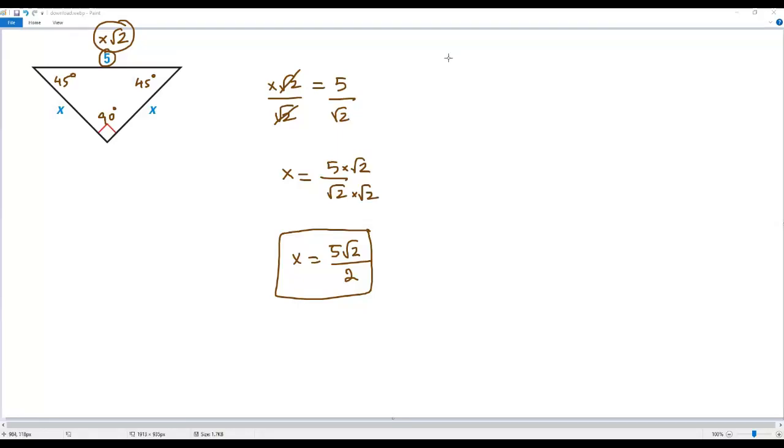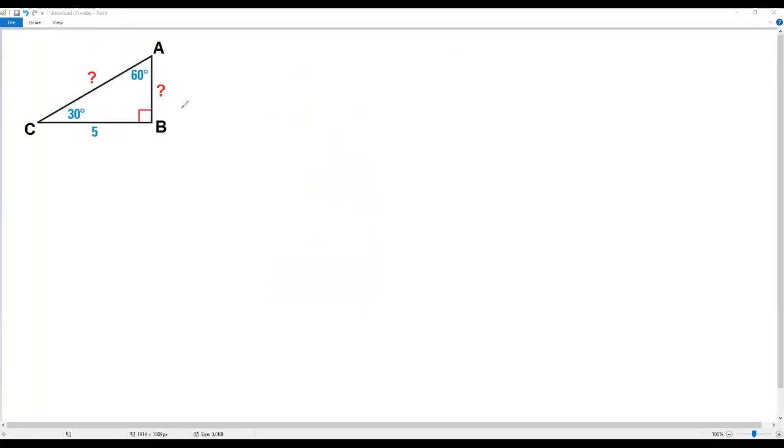Okay, let's look at another problem. Here I have a right triangle ABC. In this right triangle, we have to find the length of the side AB and the length of the side AC. Here in this right triangle, the shortest leg is AB, which is opposite to the smallest angle, 30 degrees. According to what we have covered so far on the 30, 60, 90 special right triangle, we will assume x as the length of the shortest leg, which is opposite to 30 degrees. So in this case, we assume the length of the side AB as x.